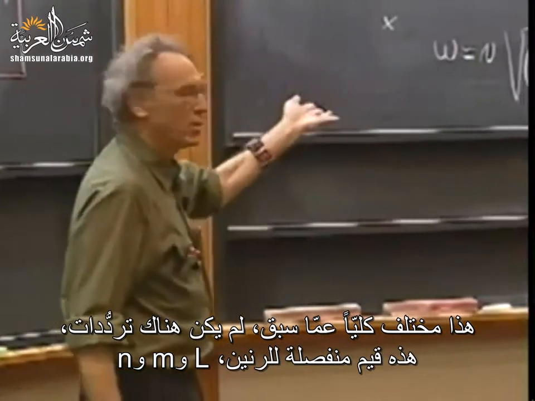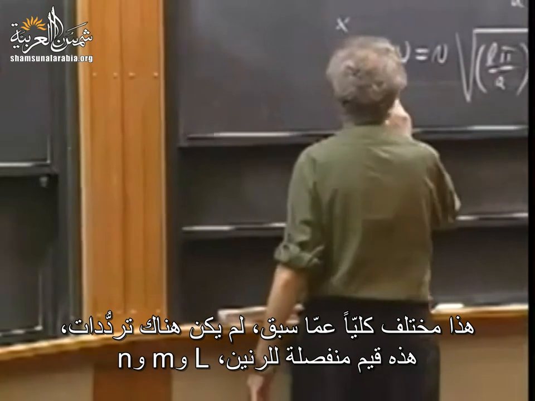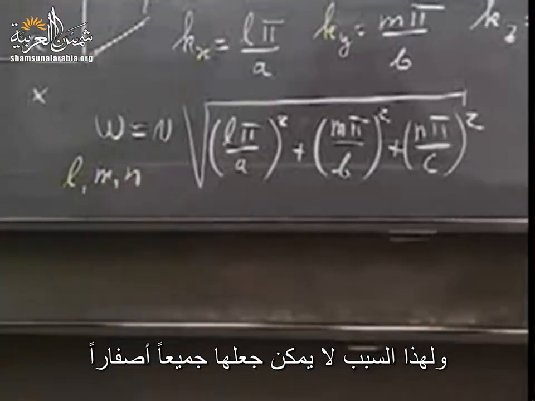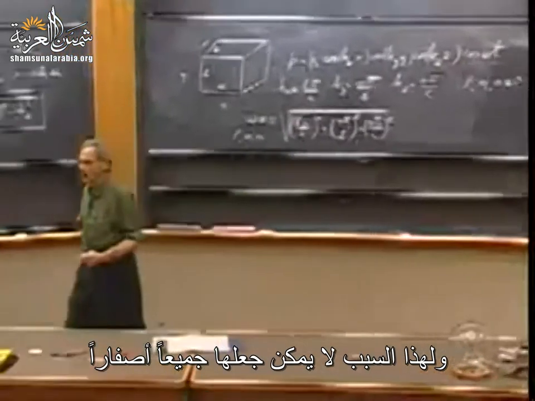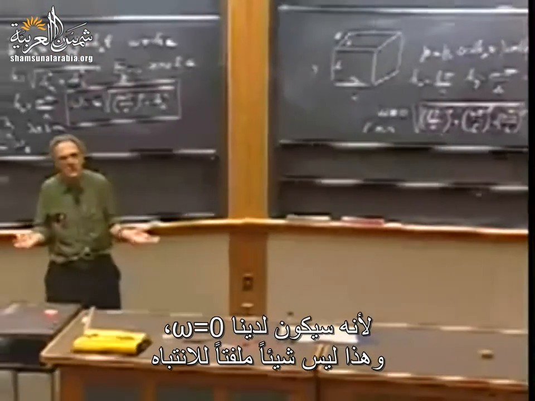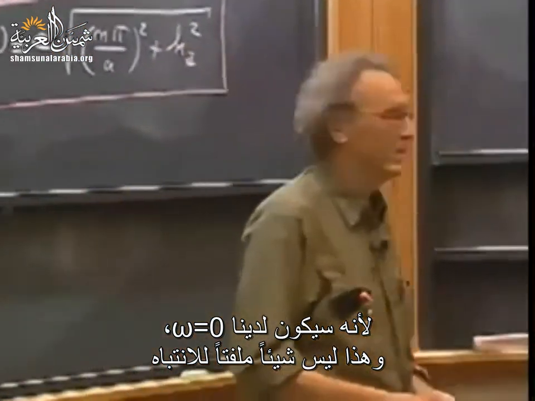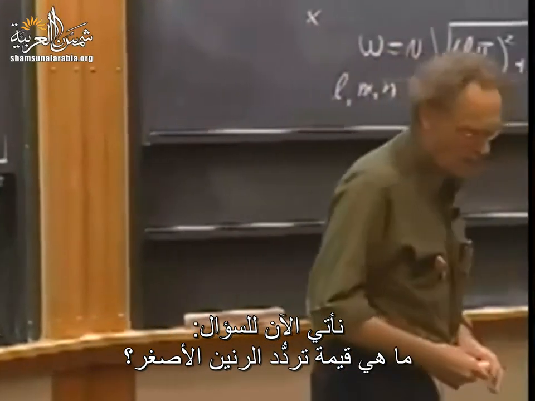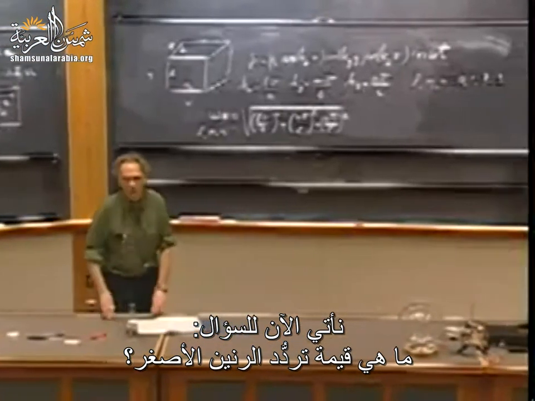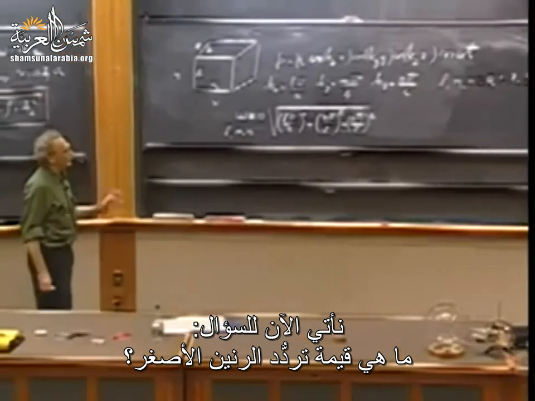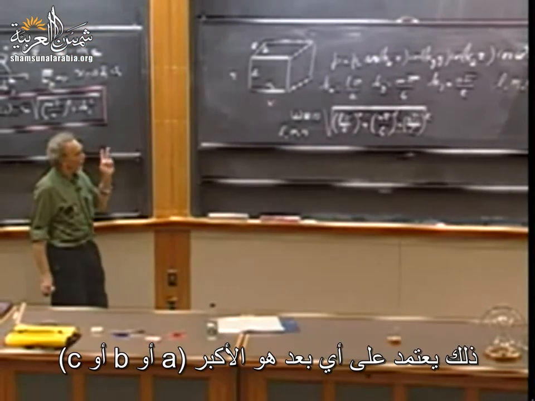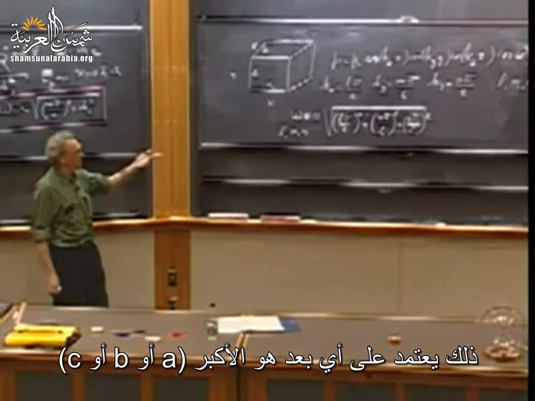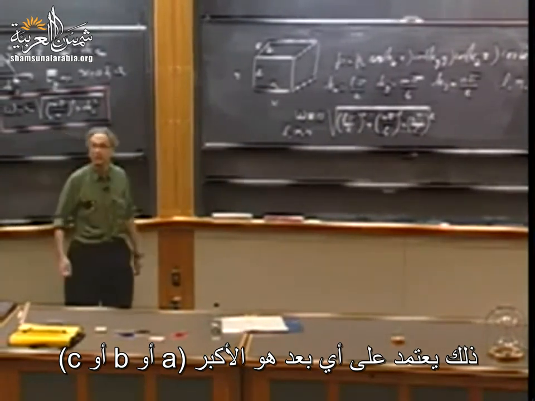These are the unique discrete resonances, l, m, and n. And now you can see why you cannot make them all 3 0. Well, because then you have omega equals 0, and that's not a very interesting thing. So now comes the question, what is the lowest possible frequency that is the resonance frequency, the lowest resonance frequency? Well, that depends on which dimension, a, b, or c, is the largest.